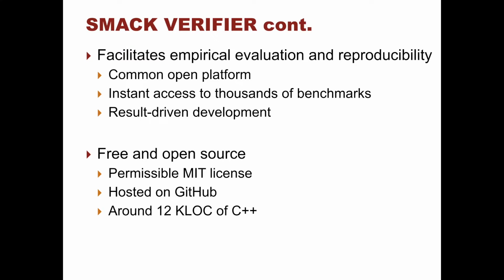Then again, this really facilitates fast empirical correlation and reproducibility. If you develop a verifier for Boogie, you plug it into the SMAC tool flow and you have instant access to maybe 10,000 benchmarks or something like that on which you can try your verifier, compare it with the existing verifiers, and so on. So the tool is free and open source. It has a very permissive license. It's easy to use it in the industry. We host on GitHub. It's not super big, so if you want to hack into SMAC, it shouldn't be too hard to wrap your hand around the code.